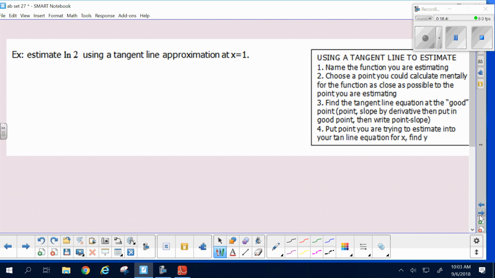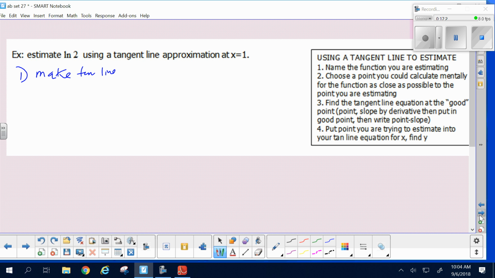Okay? All right. Now then, let's go through that whole process. Whether you know it or not, I kind of broke it into pieces for you. I said make the tangent line first, and then later on we did the estimate. Usually you do all of that at once. So if I wanted to estimate the natural log of 2 using a tangent line approximation at x equal 1, then you first need to make the tangent line.